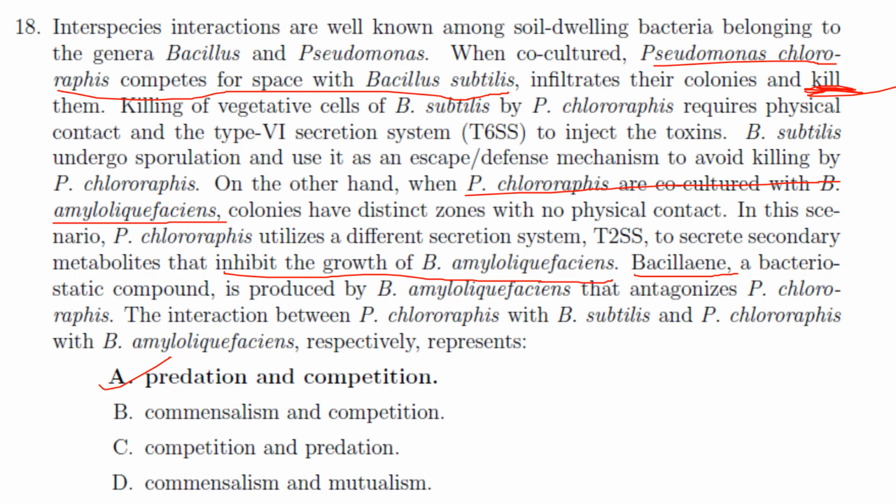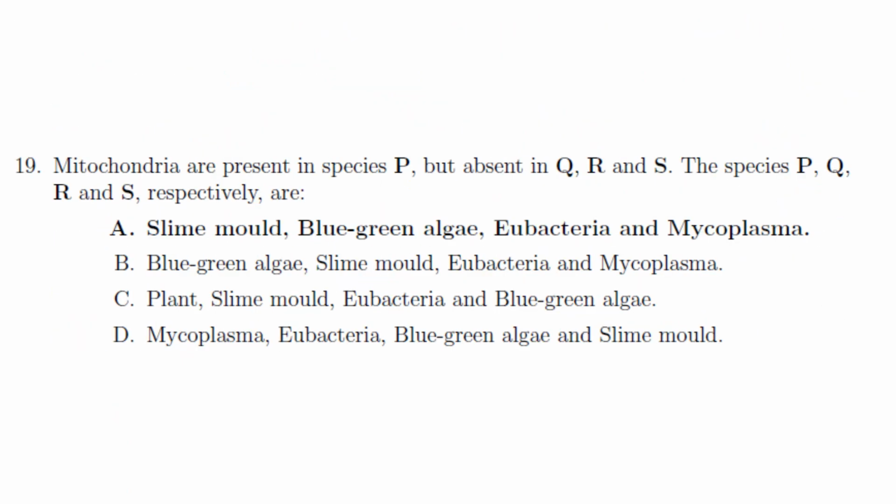Now commensalism means one organism is benefited whereas the other is not affected, in neither a positive nor a negative way. Then mutualism means both organisms benefit, which is not the case here. Neither is commensalism. So predation and competition is the answer.